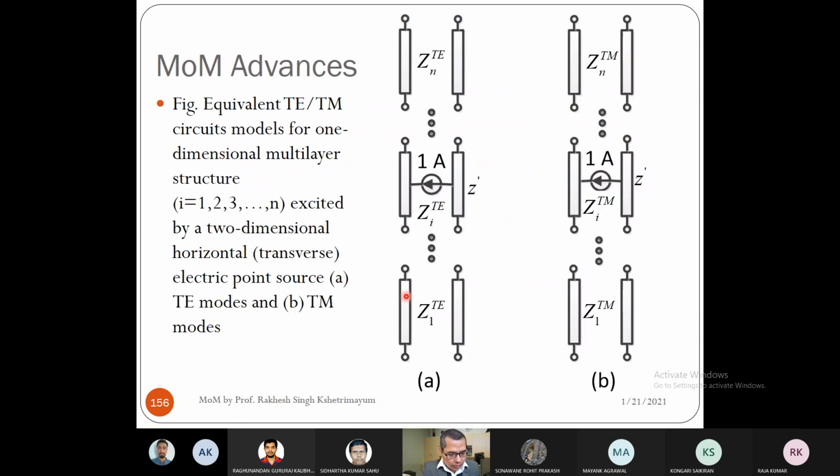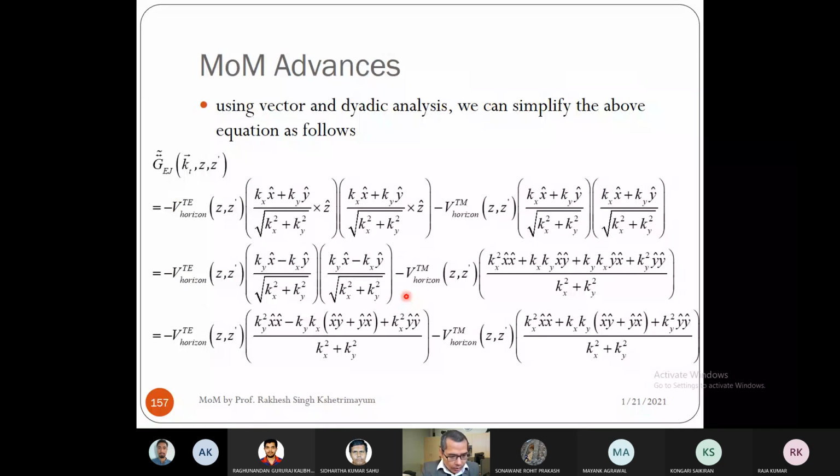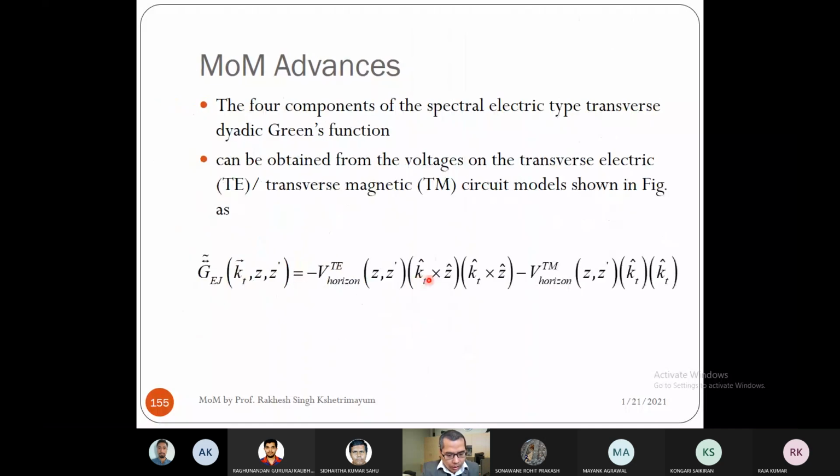Just before that, let us do a little bit of dyadic analysis. What is dyadic analysis? Here, what do you have? You have the k vector. The k vector is kT, T for transverse, the perpendicular plane. Then you are doing a cross product of the k vector with the z vector. This will give you another vector. When I do a cross product of two vectors, I get another vector. Here again, I'm doing the cross product of kT with z, I will get another vector. Let me just go back, let's start from here. For example, you have kT hat here.